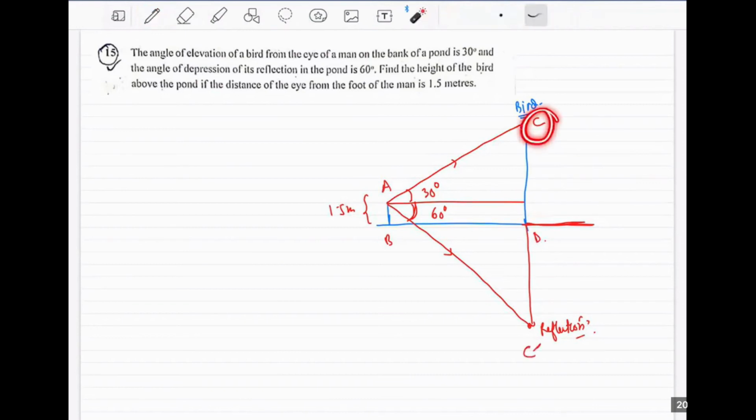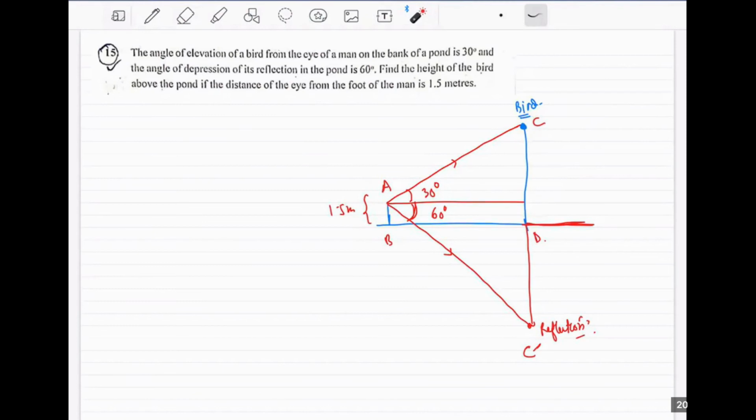Okay, since the bird is C, let's say C prime is the reflection. What you should know is that the distance from here to here should be equal to the distance from here to here because it's a reflection. In order to prove that, you can see it in a very long mirror by yourself. If you go back when you are in front of the mirror, the image also goes back. When you go towards the mirror, the image also comes towards the mirror.